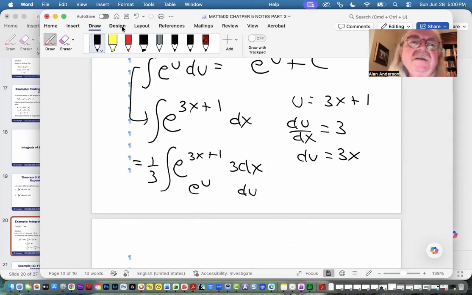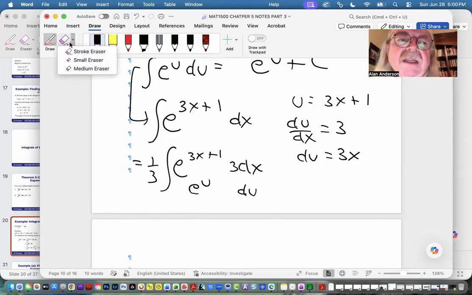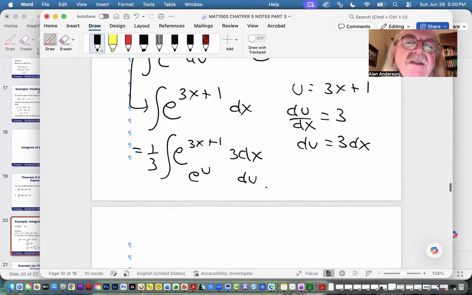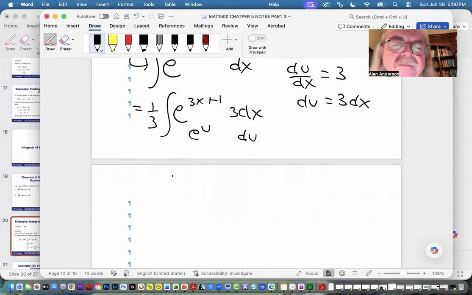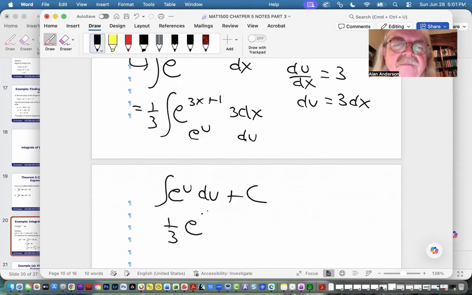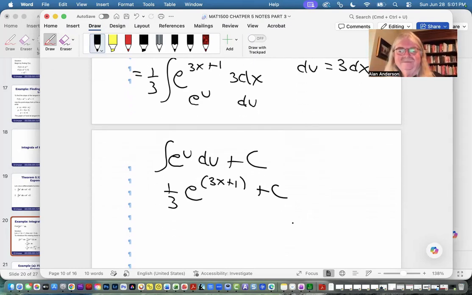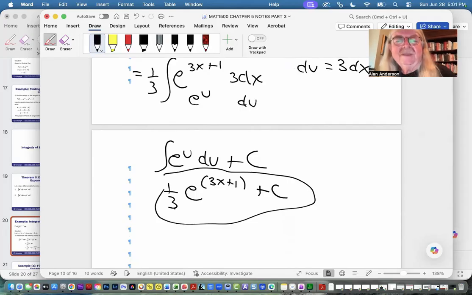Oh, what did I do here? Sorry, I wrote the wrong thing here. It's not 3x, it's 3dx. That's better. Much better. All right, here we go. So now, following the rule, we have, and that's it. We're done. Hmm. It's that simple.